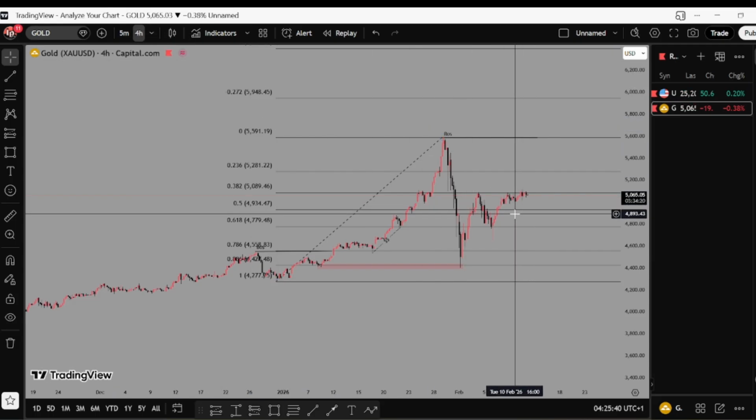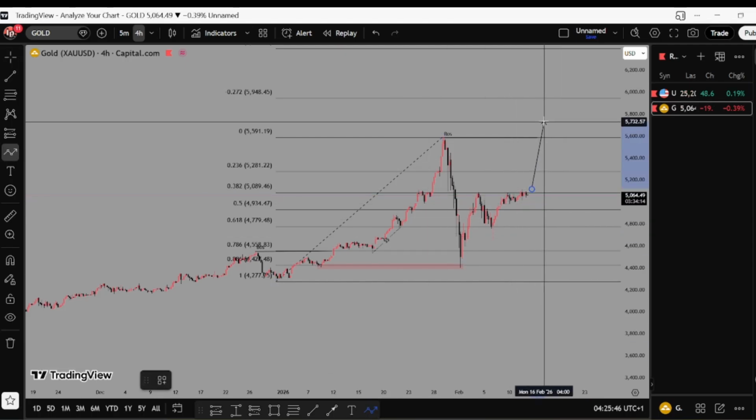So for this, what I'm expecting is for gold to break this high.